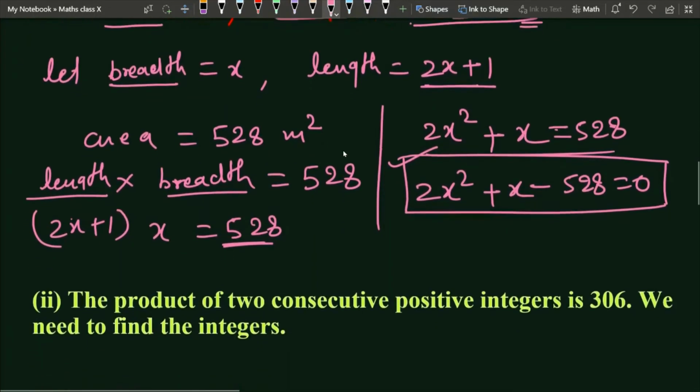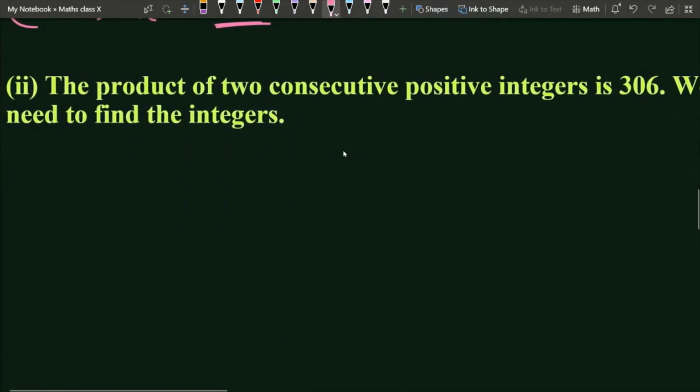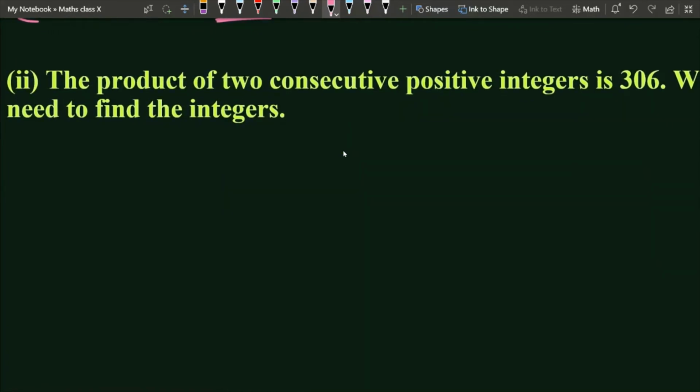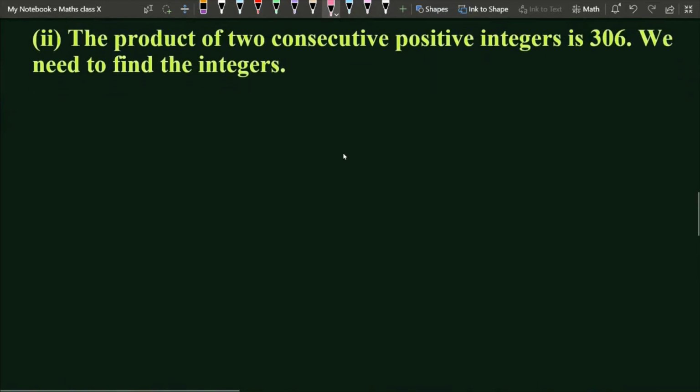Okay, so likewise there are four questions given in your book. So I am moving to the second one right now. The product of two consecutive positive integers is 306. You see here in the question itself, it is saying the product of two consecutive positive integers is 306.